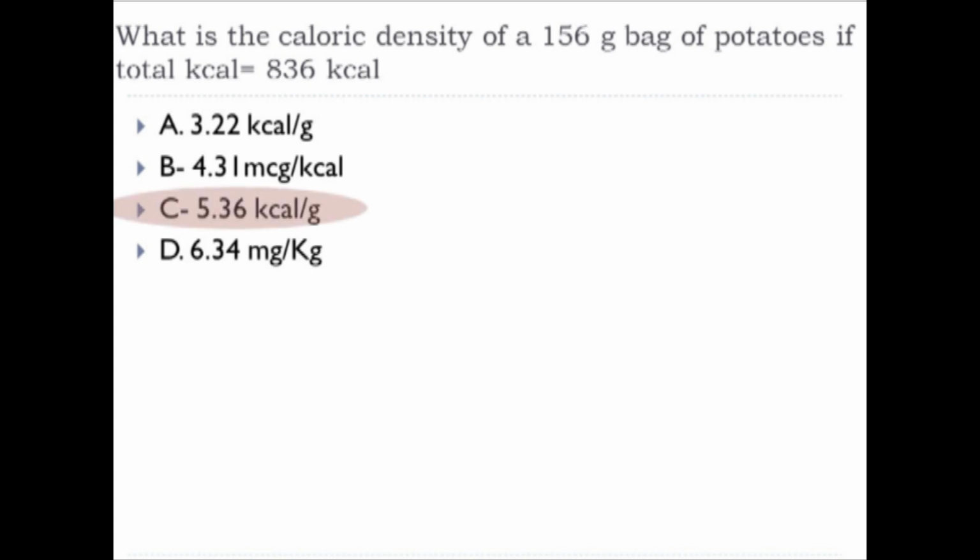Hopefully you remembered the definition. It's the number of calories per gram weight of the product. So we have 836 calories in a bag of potato chips that weighs 156 grams. So we can take 836 divided by 156 and we get 5.36 calories per gram.